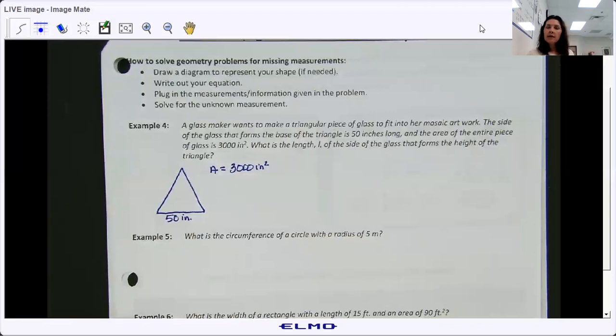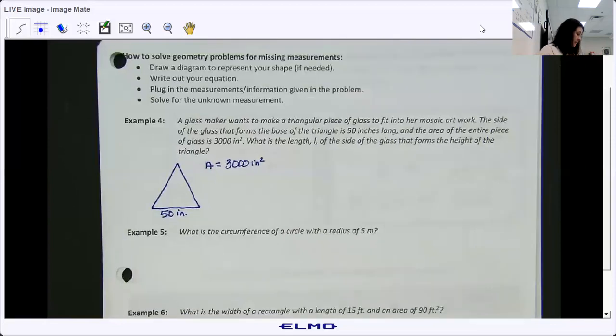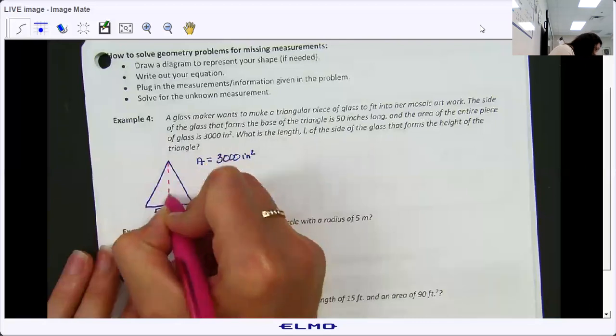Okay. It asks, what is the length L of the side of the glass that forms the height of the triangle? This is a perfect example of how sometimes they word it kind of strangely. In this case, it says, what is the length that forms the height? Well, we know triangles as having a height, not a length. So I'm just going to write this as the height. This is what we're looking for right here, H, the height of the triangle.